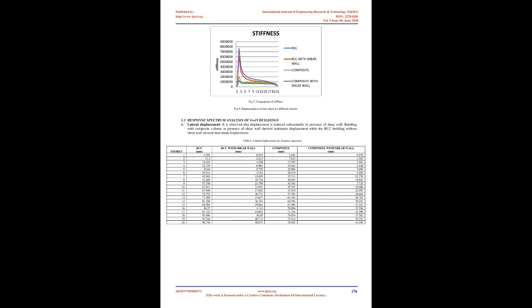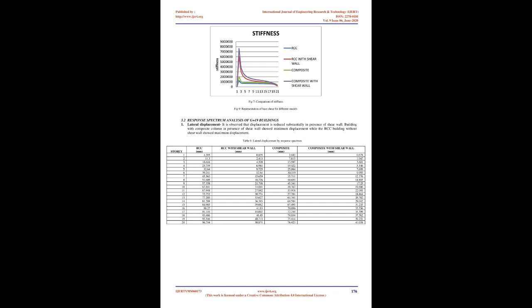The study is carried out for the same building plan with and without shear wall for both RCC columns and composite columns by making 4 different models. Equivalent static method and response spectrum method have been used for the analysis, considering parameters like storey displacement, storey drift, stiffness, lateral force and base shear.